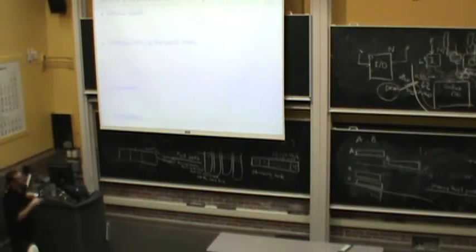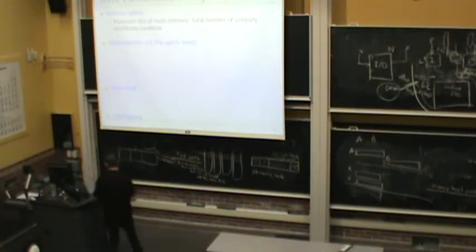Let's cover some fundamental concepts. We've already talked about address space. That's the maximum size of your main memory. This is the total number of uniquely identifiable locations in main memory.